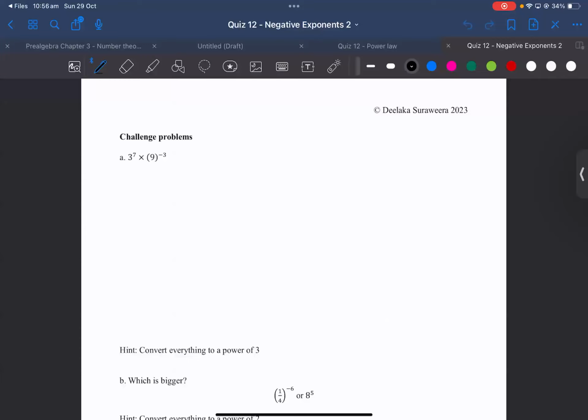Well, it would be... You also have to change the 27. 27 to the power 1. There's an easier way to do that. 2 times 3 squared, 3, 6.